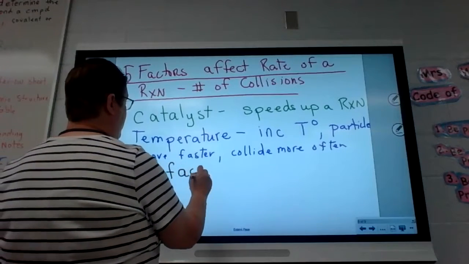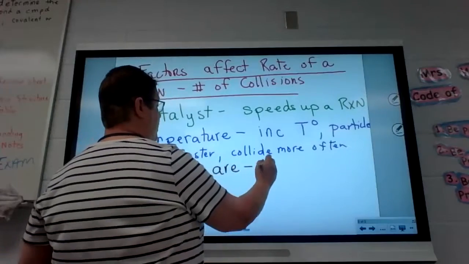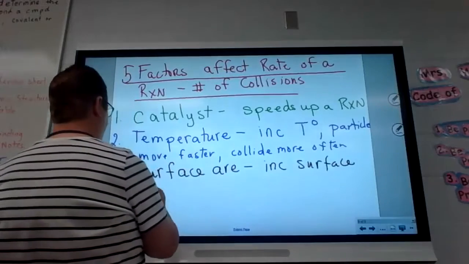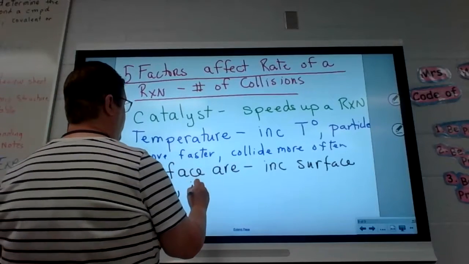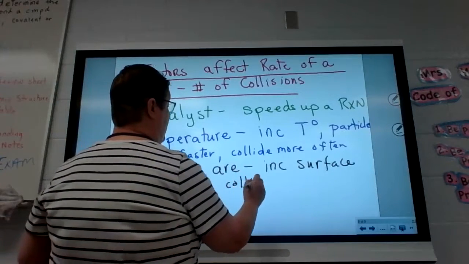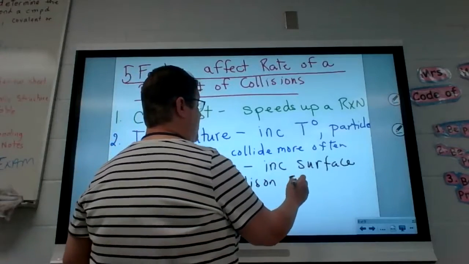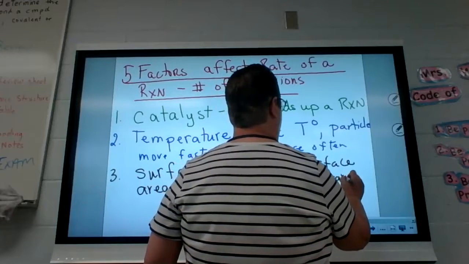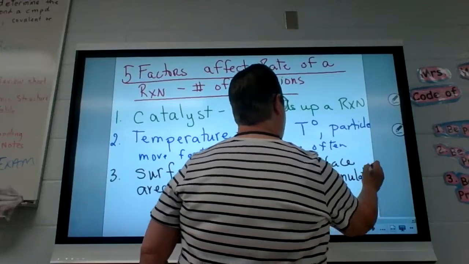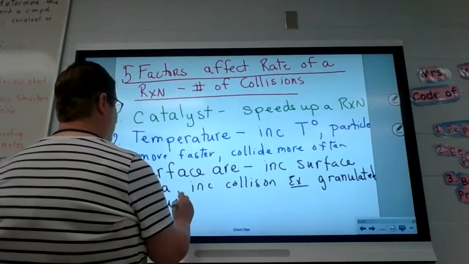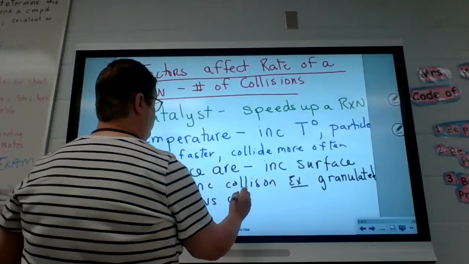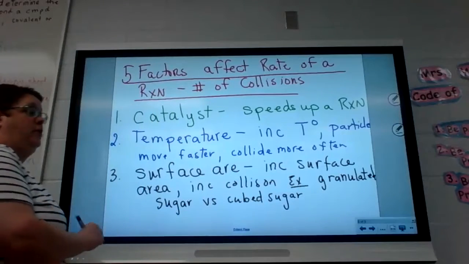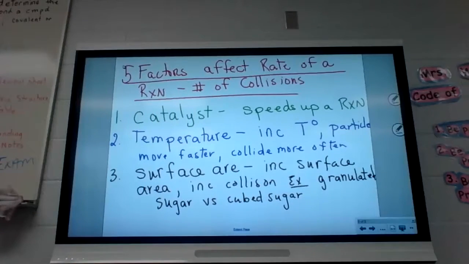All right, surface area. If we increase surface area, we increase collisions. That sort of is an example because some of you are probably like, I don't get it, Ms. Wall. That's like having granulated sugar versus cube sugar. Cube sugar will not dissolve as fast as granulated.